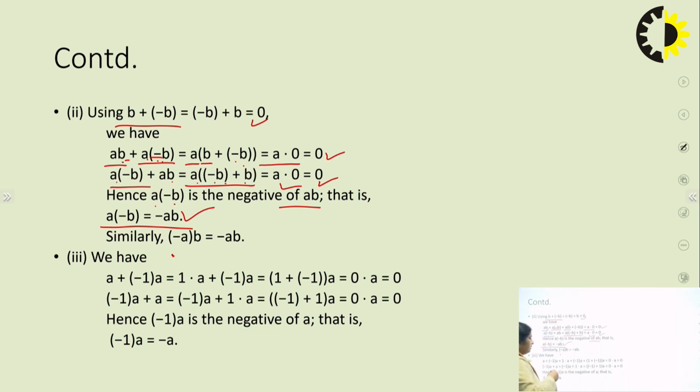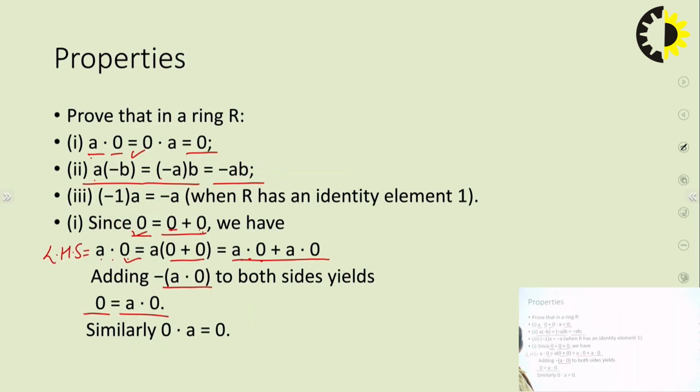Okay, and the third one is if we multiply negative of 1 with A. What is 1? 1 is the identity element. This will be true when R has the identity element 1. It may be the case that the ring does not have the identity element 1, and for that it is not true. We are talking about a ring that has an identity element. So the negative of 1 into A is negative of A actually. So let us prove it.